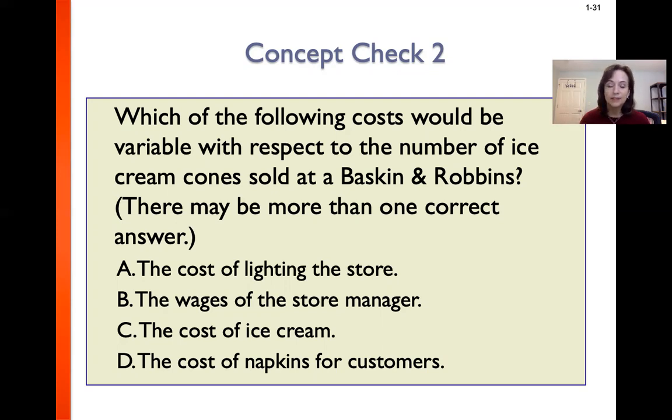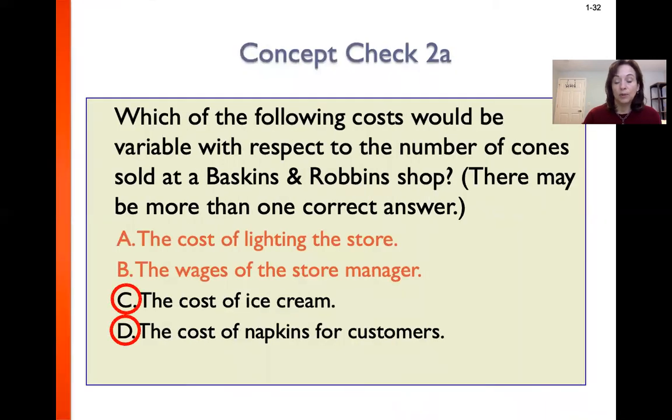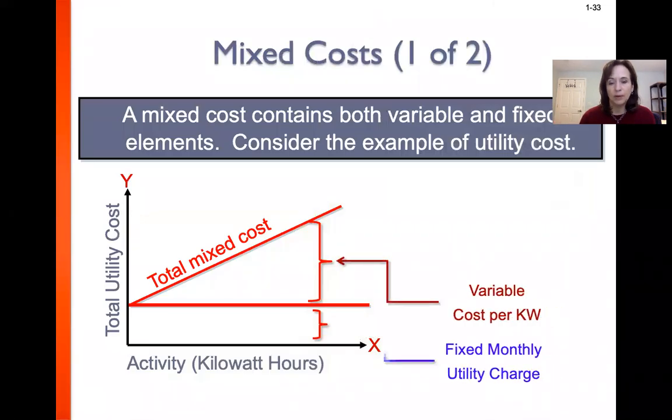The napkins, you can look at it a couple different ways, but let's just say we're handing out a napkin every time we sell an ice cream cone. In that case, the more cones we sell, the more napkins we're going to have. So our two variable costs here are ice cream and the napkins. And just FYI, your direct materials are pretty much always going to be a variable cost, and most of the time direct labor. Oh, here was our mixed utility cost example.